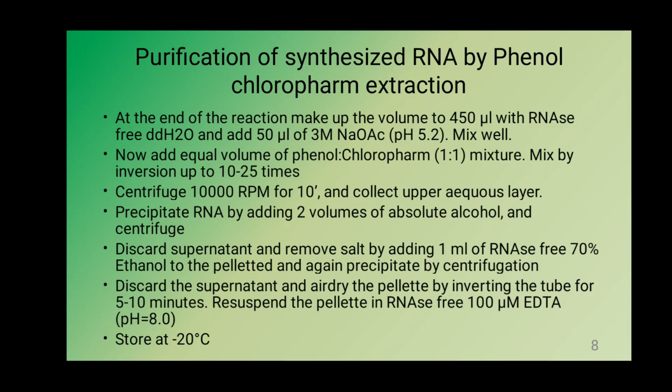The supernatant is discarded and the pellet is mixed with 1 ml of 70% RNase-free ethanol. Mix well and centrifuge again at 10,000 rpm for 10 minutes. Now the supernatant containing salt is discarded, and the tube is inverted and air dried for 5 to 10 minutes. After that, the pellet is resuspended in RNase-free 100 micromolar EDTA solution or deionized distilled water. This RNA sample can be stored at -20 degrees Celsius for several weeks, and if you want to store it for several months, it has to be stored at -80 degrees Celsius.